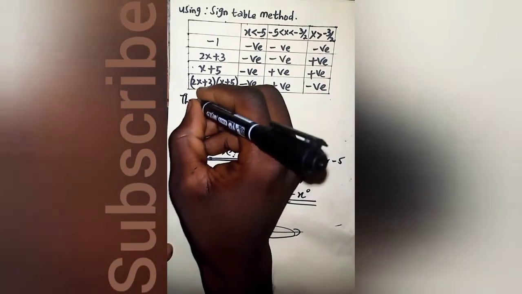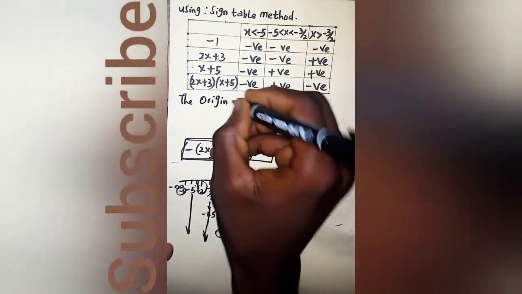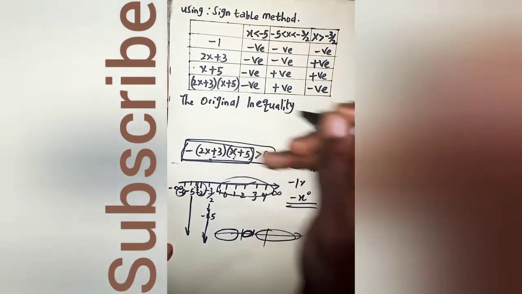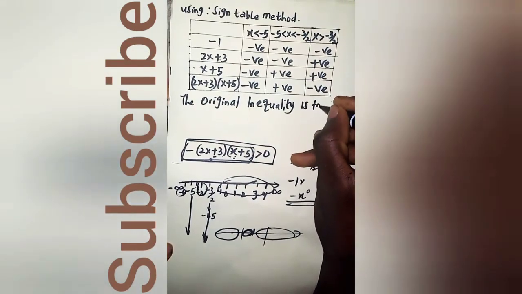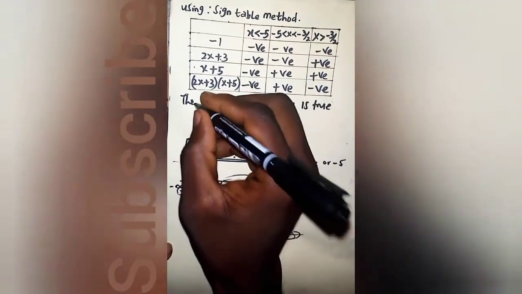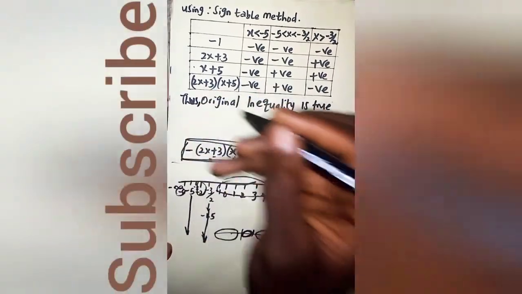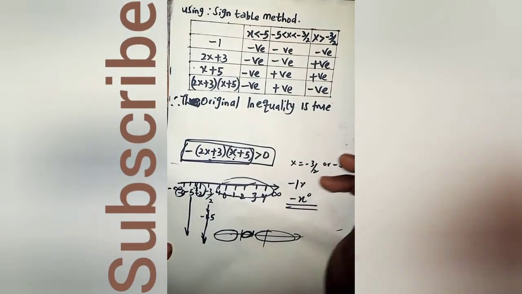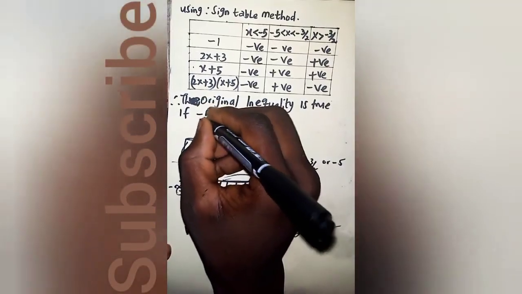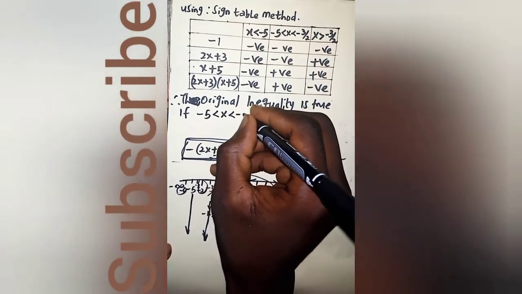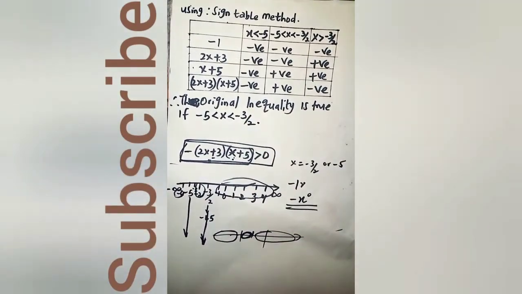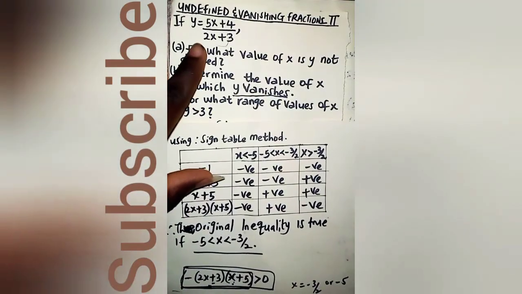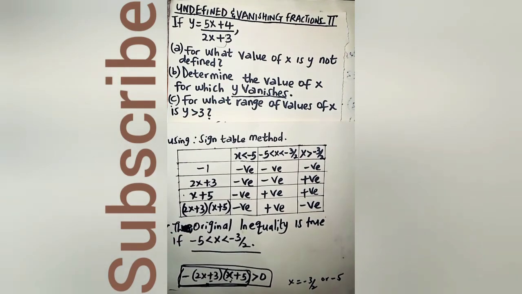So we say, thus, therefore, the original inequality is true if -5 is less than x and x is less than 3/2. So that's the answer for this question.